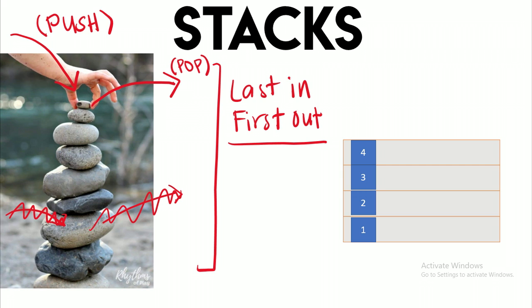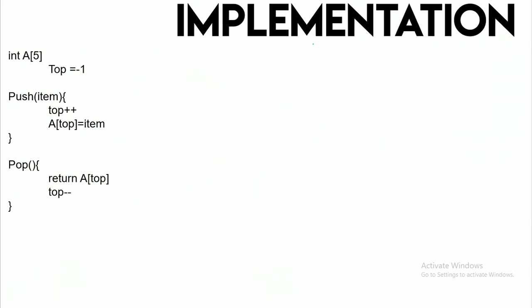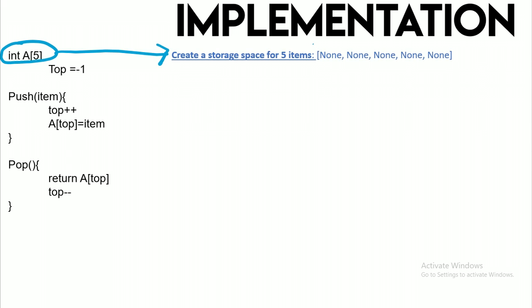And now that we understand what stacks are, let's try and implement one. Here, I have a code. It's my version of a pseudocode of how to implement a very simple stack through an array. But let's not focus on that. Let's translate the code in a more natural way. The first line basically just says that I want to create a storage space for 5 items later on.